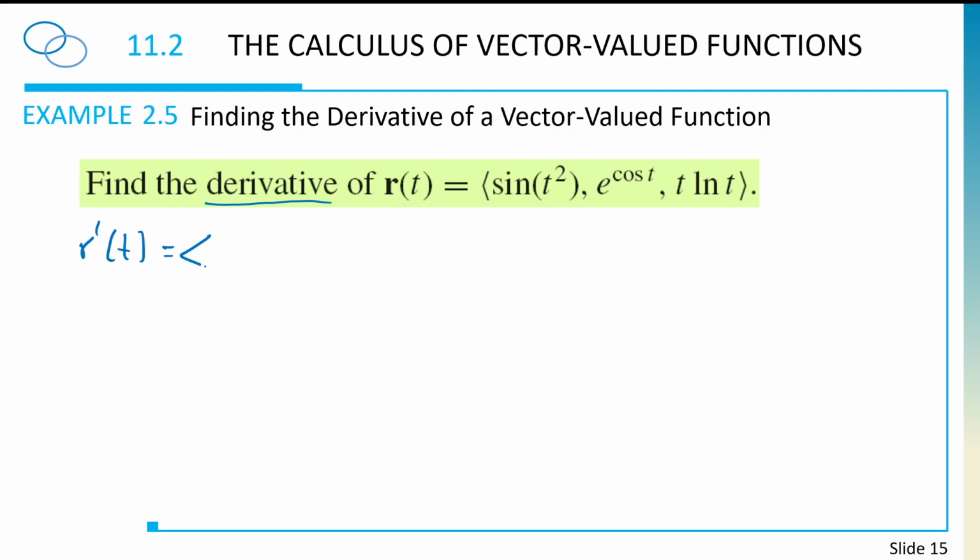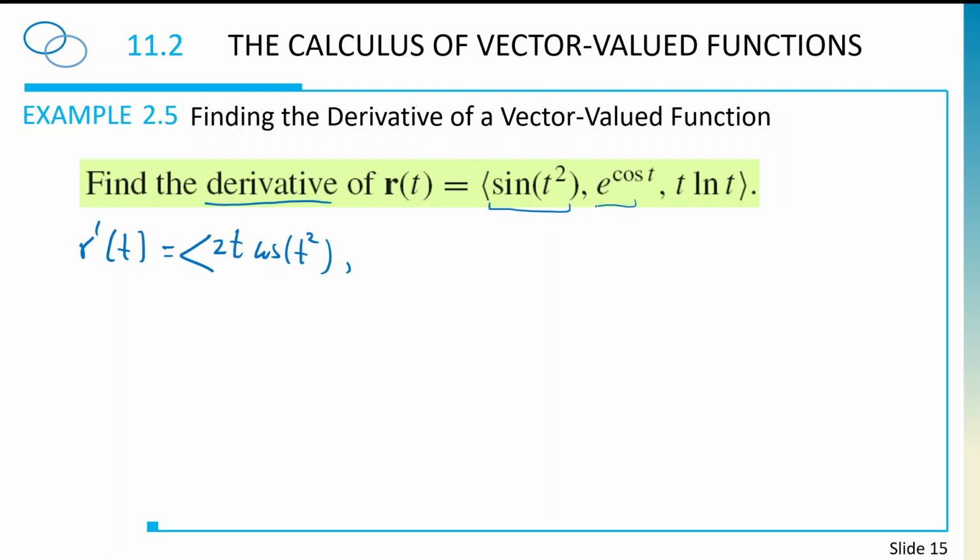Basically, you just find the derivative of the components one by one. The first component is sine t squared. What's the derivative of sine? It's cosine t squared. And remember, anytime you have anything in the angle other than t or x, you need to use the chain rule, times the derivative of the angle, which is 2t. So this is the derivative of the first component.